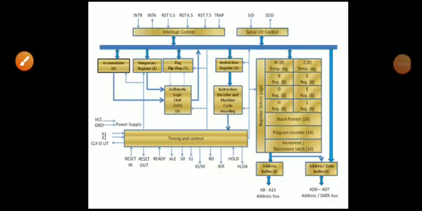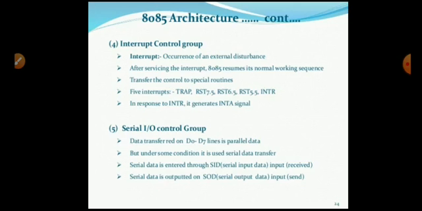Now moving to the next part, that is the interrupt control group and the serial IO control group, that is the upper two blocks in the architecture. Interrupt control group. First of all, we are going to understand what is meant by interrupt. Interrupt is nothing but the occurrence of an external disturbance while the processor is executing the program.